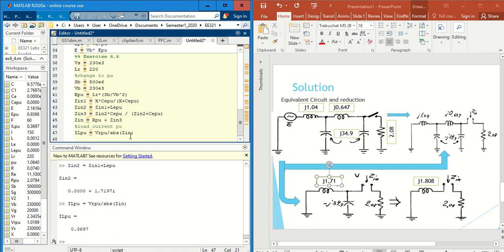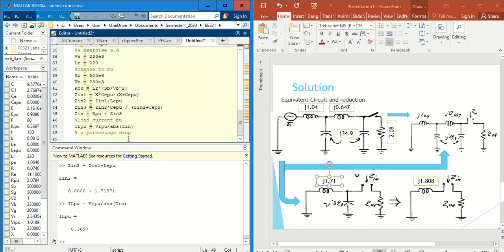So we can start computing A now. It asks us what is the voltage drop. So percentage drop. You can say drop is equal to VR per unit minus VL per unit, divided by VR per unit times 100.